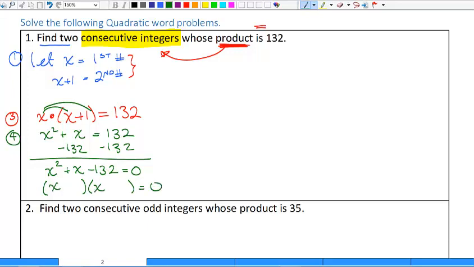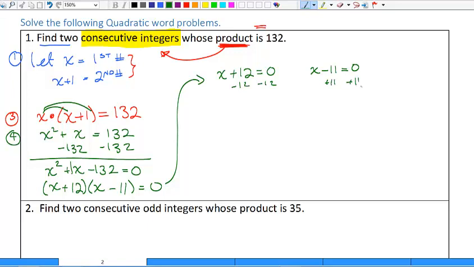I'm looking for two numbers that multiply to 132 and add to 1. I think that one would be 11 and 12, because 11 times 12 is 132, and they add to a positive 1. So it looks like there should be a plus on the 12 and a minus on the 11. To solve, I'm going to set each of those factors equal to 0. I'm going to get x equals negative 12 and x equals 11.